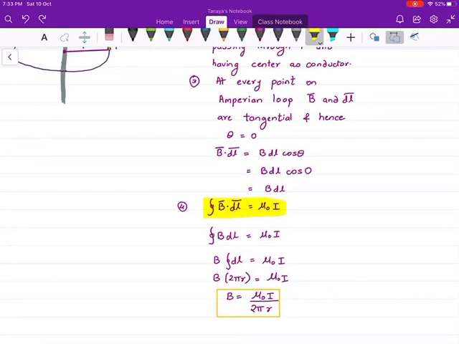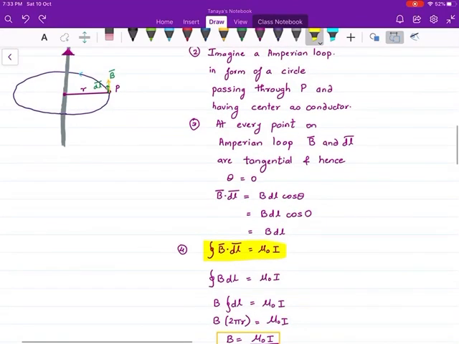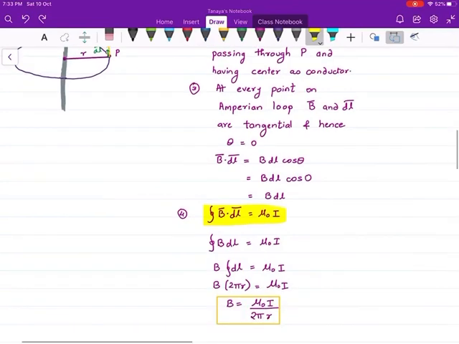Okay, using Biot-Savart's law also you had got this same answer, same equation, is it not? So using Ampere's law, this method is a little bit easier, and here it was just the case of a conductor. In the next video we will see how to apply this Ampere's law to a solenoid and to a toroid. Okay, so thank you.